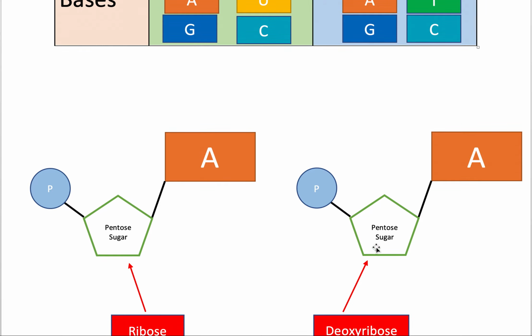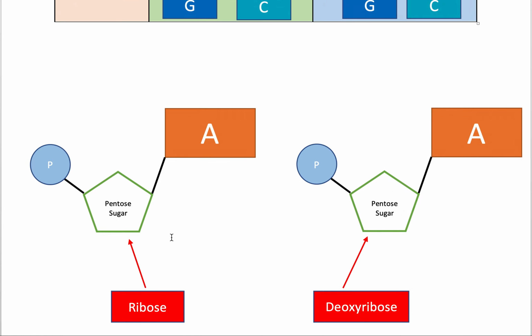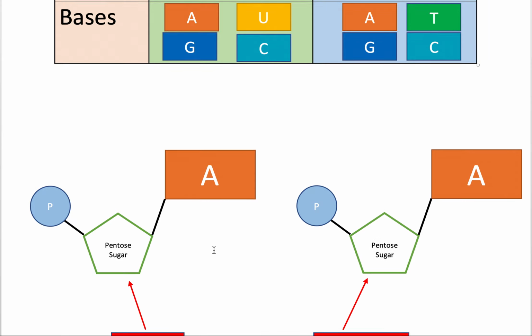The deoxyribose sugar will never be able to bind a U. Its structure doesn't allow for that. And the ribose sugar will never be able to bind a T because its structure is different. It's not made to do that.